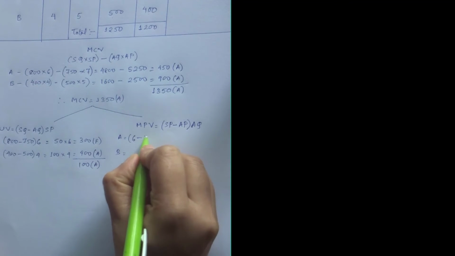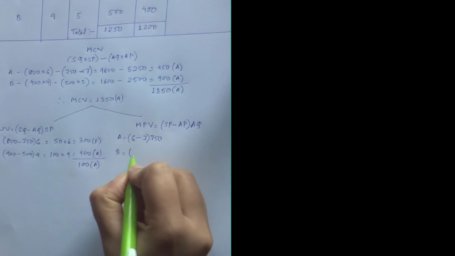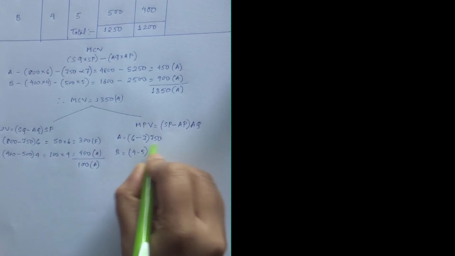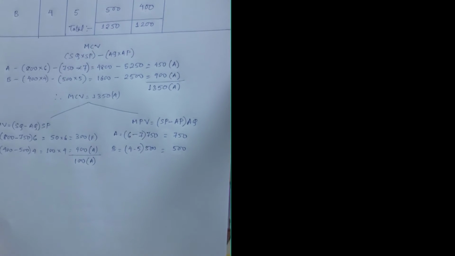6 minus actual price is how much? 7, and multiply with actual quantity. Actual quantity is 750. The same way for B also, 4 minus 5 multiplied with actual quantity is 500. So when we calculate, this is 1, this is also 1, right? So we are getting 750 and 500, right?